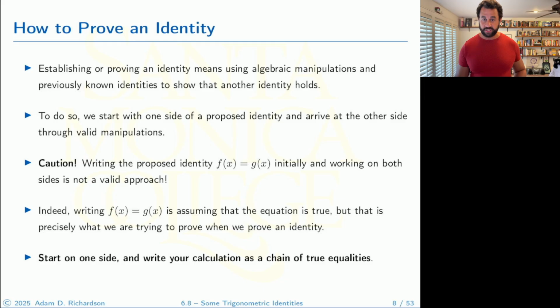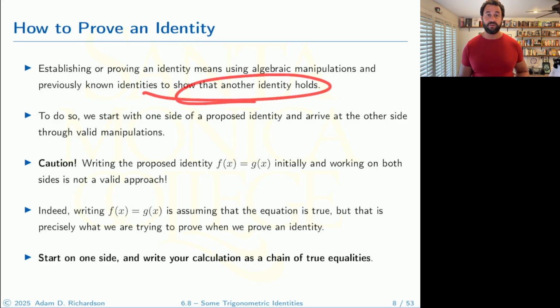Okay, right. So a lot of what we're going to do today is prove identities, and there are some rules for how you're going to do this. So how do you prove an identity? Well, if we want to establish or prove an identity, it means we need to use algebraic manipulations and previously known identities to show that another identity holds. That's the goal. So to do so, here's how we do it.